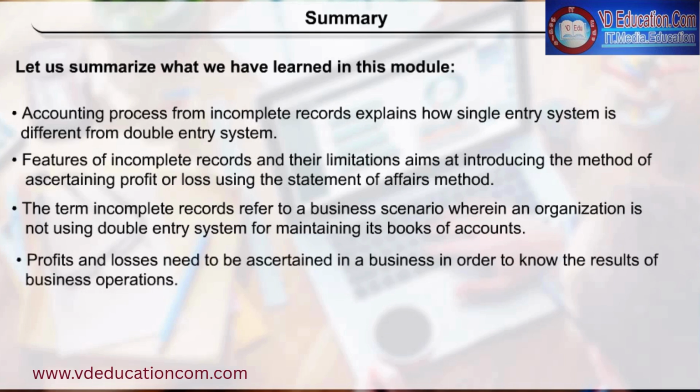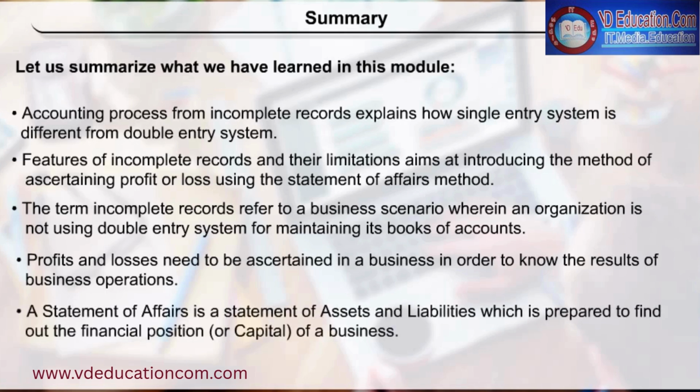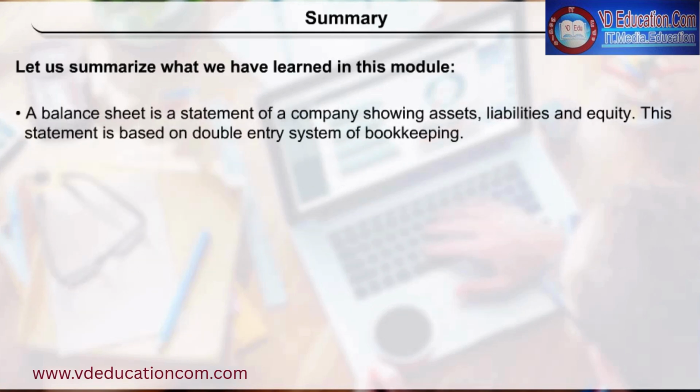Profits and losses need to be ascertained in a business in order to know the results of business operations. A statement of affairs is a statement of assets and liabilities which is prepared to find out the financial position or capital of a business. A balance sheet is a statement of a company showing assets, liabilities, and equity. This statement is based on the double entry system of bookkeeping.